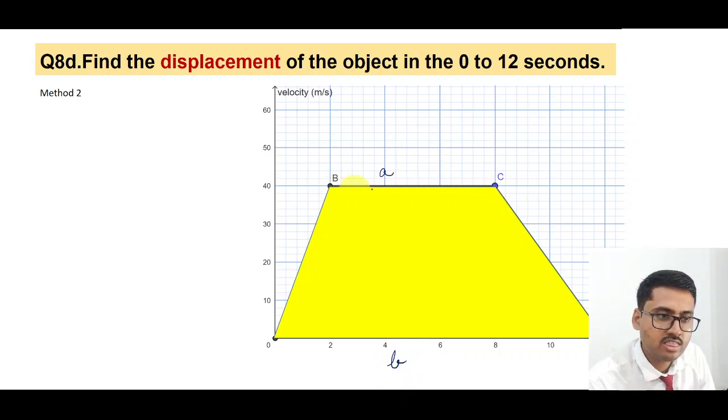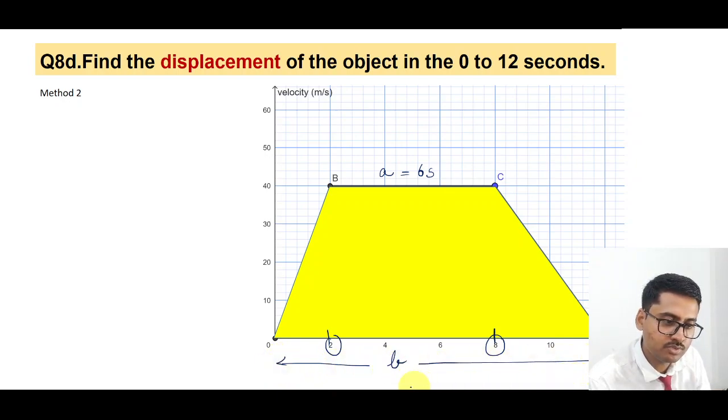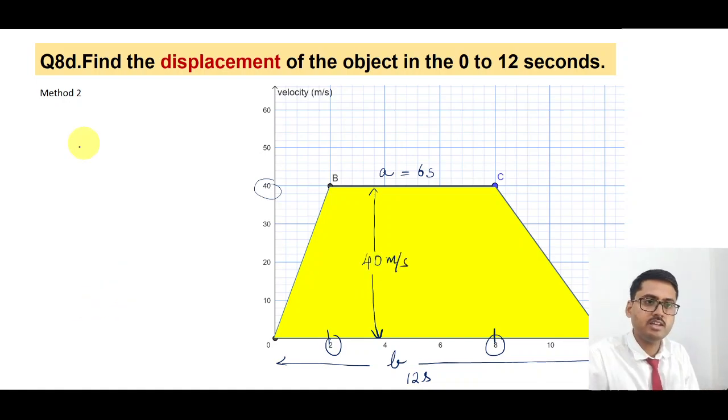So what is the length of BC? Well, B corresponds to 2 and C corresponds to 8. So basically A is equal to 8 minus 2 and that is equal to 6, and well, this is time because we are calculating in the time axis. Similarly, B will be the entire length and that will be equal to 12 seconds. And what is the height or the distance between the two parallel sides? And that is basically 40 meter per second. So if we apply here the area of the trapezium, we can get the answer.